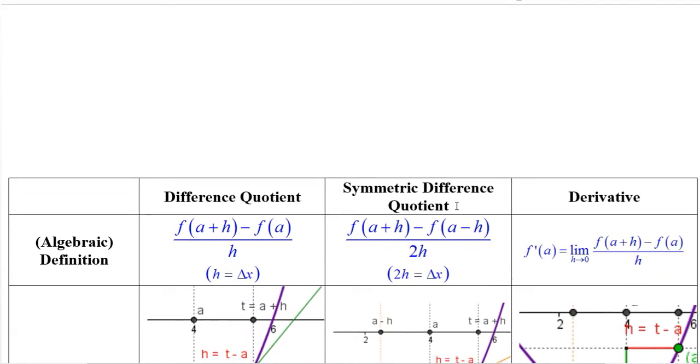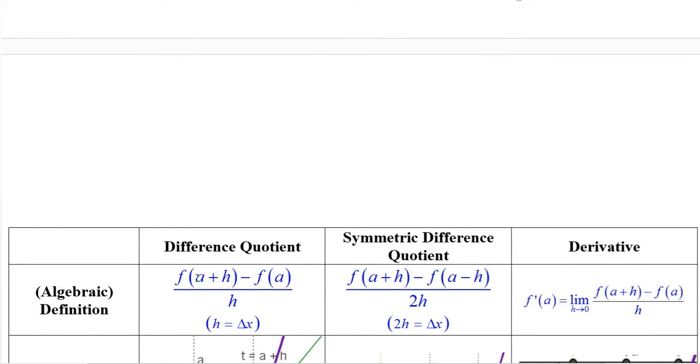Okay, so let's review this. Here are the actual definitions. Algebraically, the difference quotient is defined to be f of a plus h minus f of a over h. Here we're thinking of h as being delta x, some small change in x. A is a particular x value, so this is the derivative at a point. You could have also done this as an x instead of a, and then you're thinking of that as the derivative function, where we have this at a variable place.